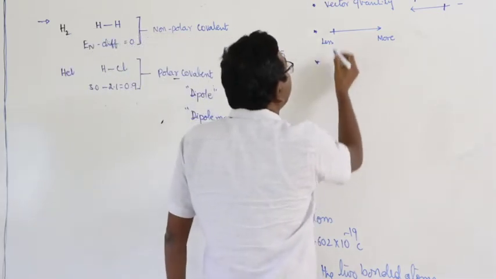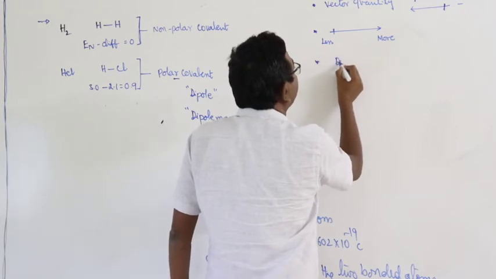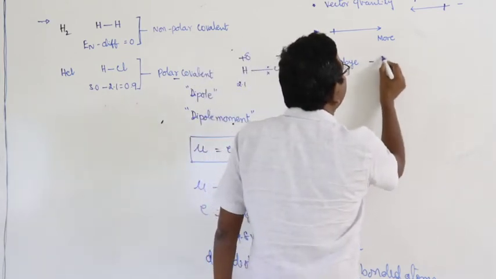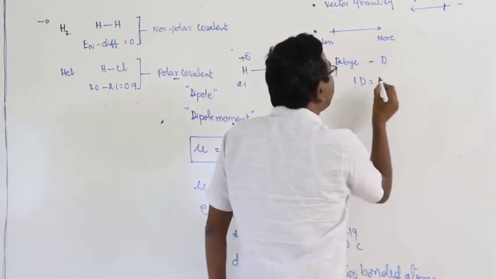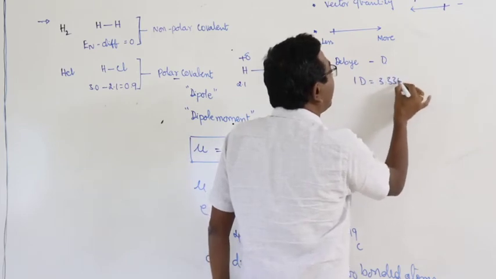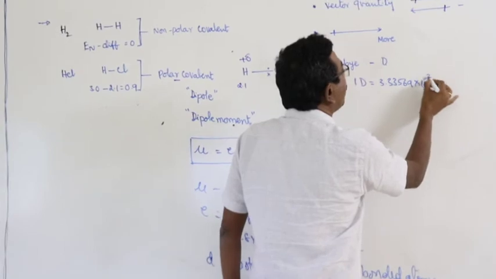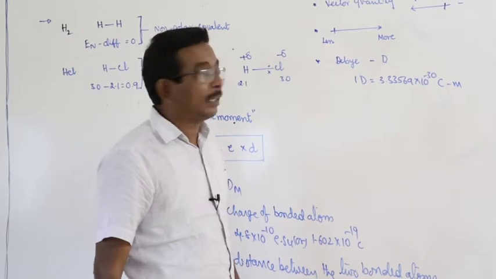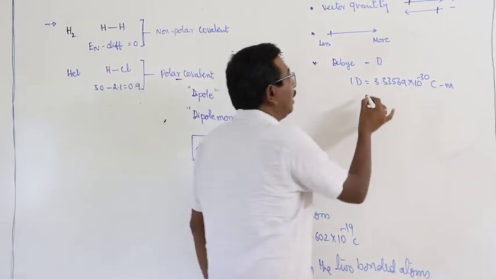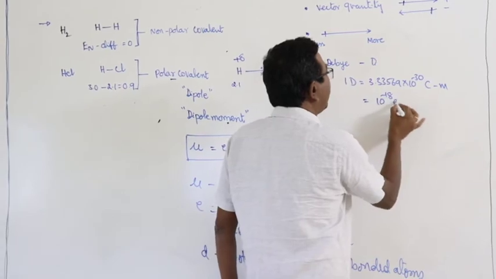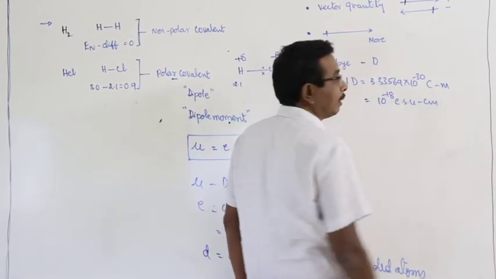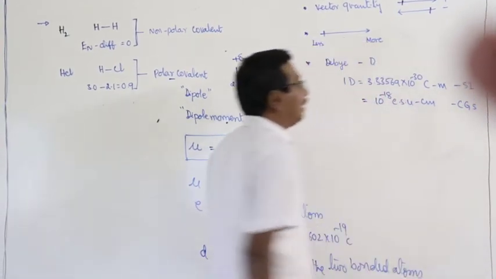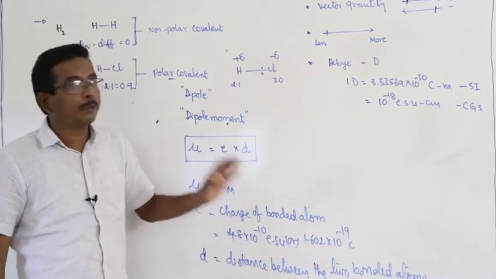And here the unit of dipole moment is expressed in debye. It is represented by the capital letter D. 1 debye is equal to 3.33564 into 10 to the power of minus 30 coulomb meter, not centimeter. That is coulomb meter, and that is equal to 10 to the power of minus 18 ESU centimeter. Here this is in SI units, this is in CGS units. Very important for objective type questions.